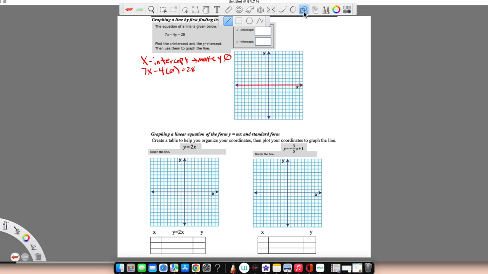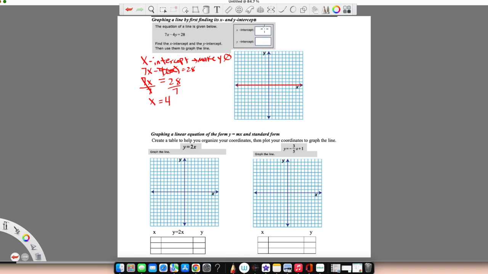It also helps eliminate this because 4 times 0 is 0, and 7x minus 0 is just going to stay 7x. It makes it very easy. So now I have 7x equals 28, so I'm going to solve by dividing by 7 on both sides. 7 divided by 7 cancels, and I get x equals 28 divided by 7 is 4. So my x-intercept, where it crosses this x-axis, is positive 4.